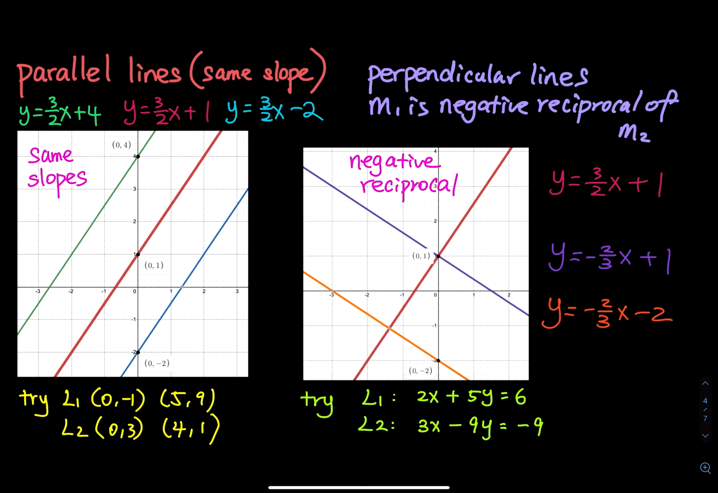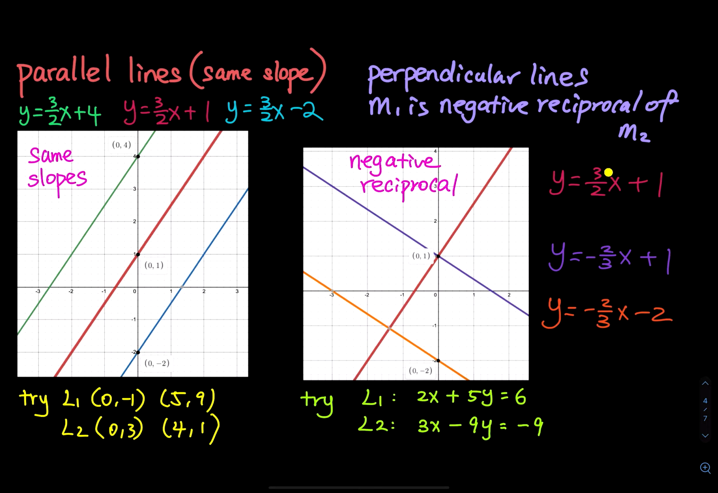Perpendicular lines means the slope of the first line is the negative reciprocal of the slope of the second line. So we have a red line. I use the same thing: y equals 3 over 2x plus 1. The slope is 3 over 2.